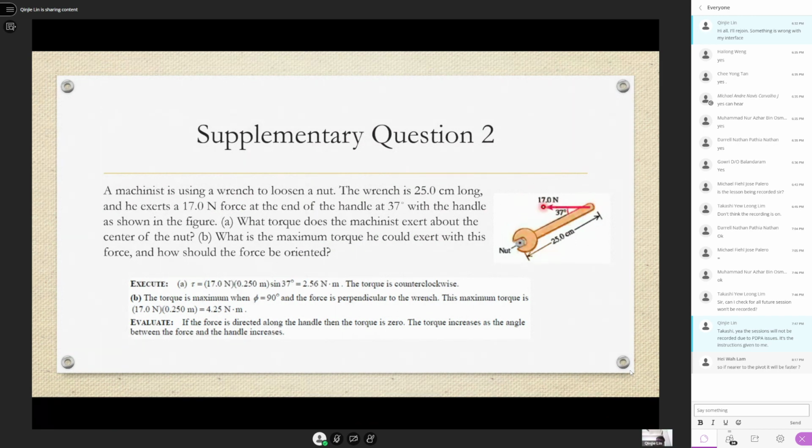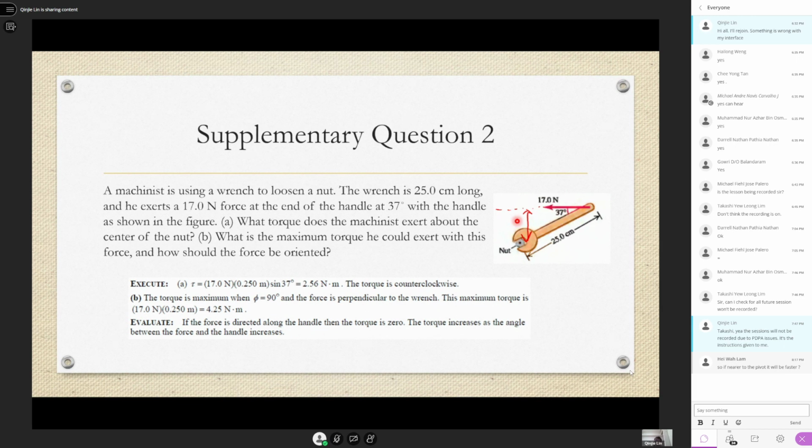You'll be taking force times the perpendicular distance. The force is already what we have. The perpendicular distance is this one. Imagine there's a line here, so this is the perpendicular distance. That's why you need to have a sine 37 component here to account for that. And obviously the torque is counterclockwise.